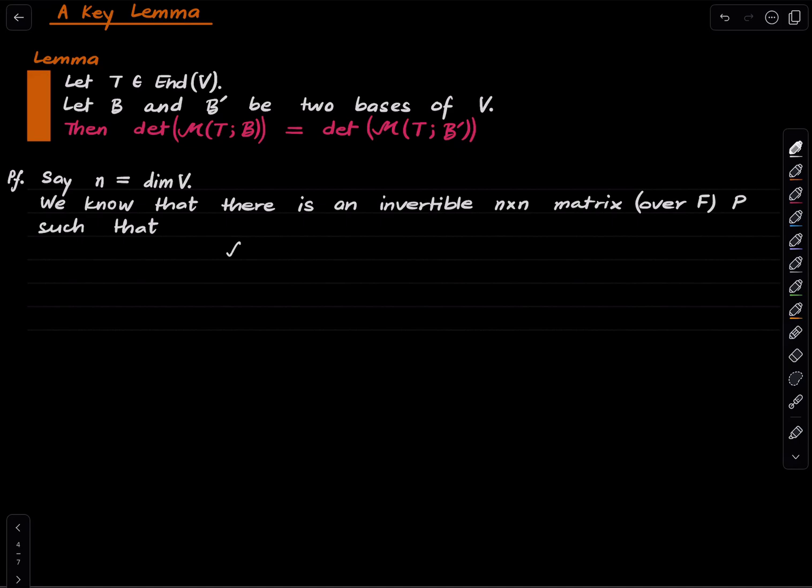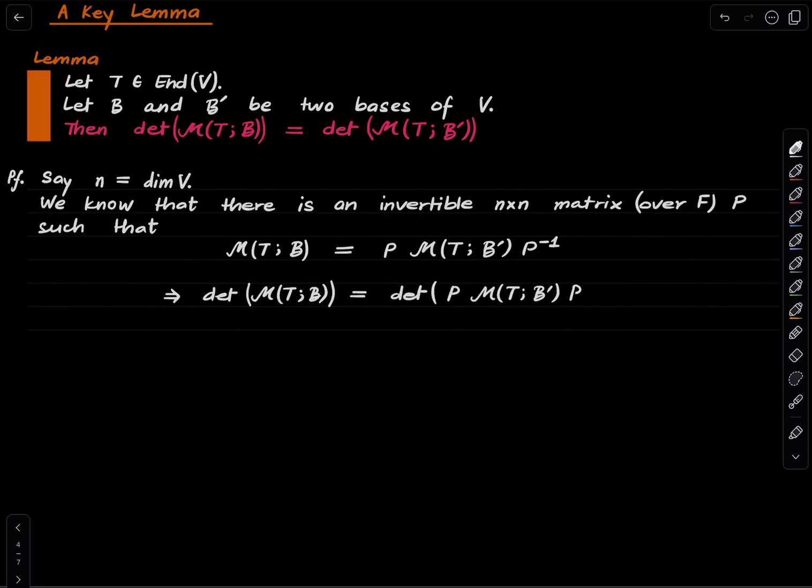the matrix of T with respect to B is equal to P times the matrix of T with respect to B prime times P inverse. And therefore the determinant of the matrix of T with respect to B is equal to the determinant of the right-hand side. But what is the determinant of the right-hand side? It is the product of the determinants of the three things.